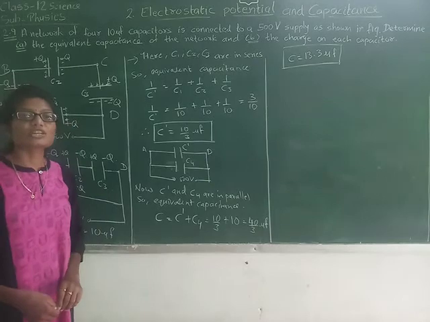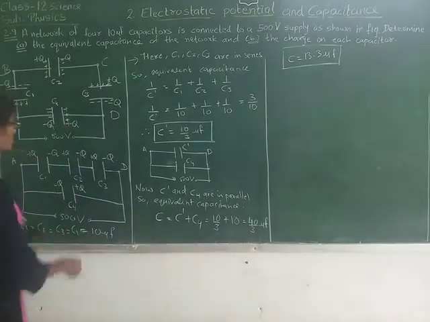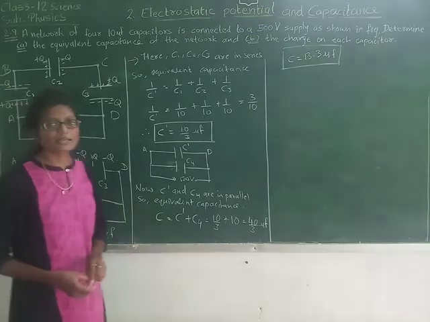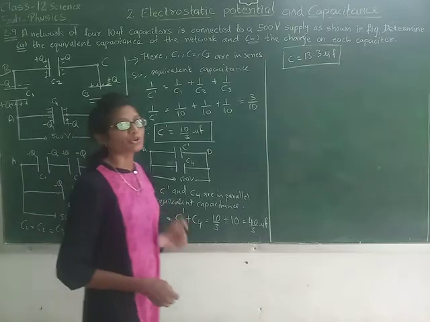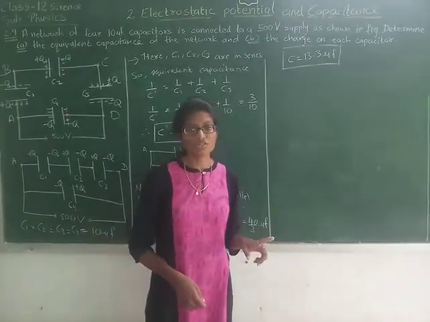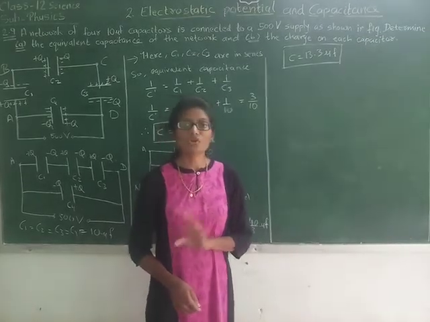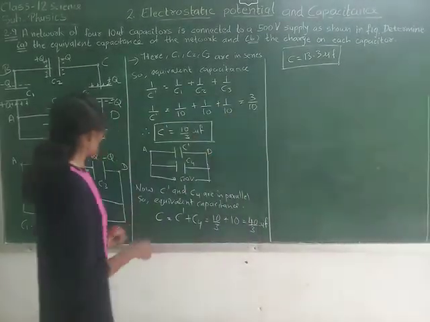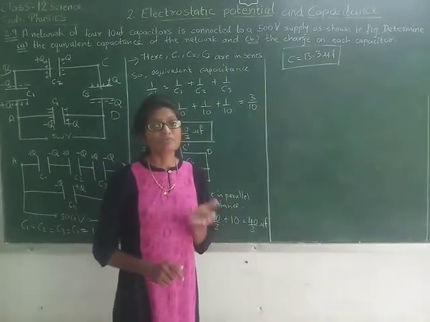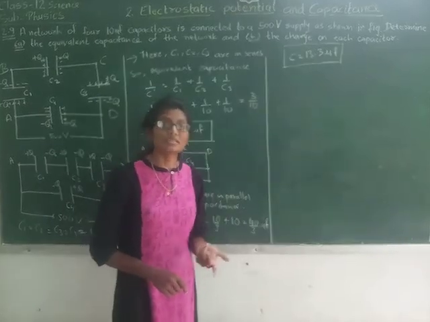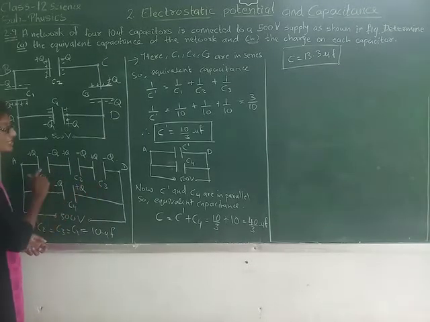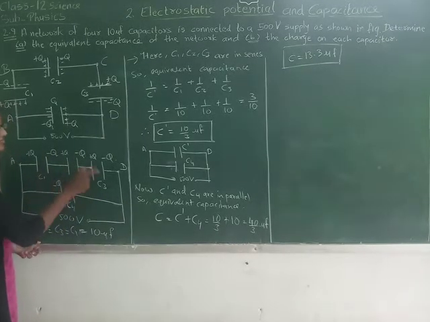Now what we need to find? We need to find the charge on each capacitor, right? So here in this network you can see these 3 capacitors are connected in series, and we know when the components are connected in series, then charge is the same for all the components. Potential difference is different for all the 3 components. When we talk about the parallel connection, charge will be different but potential difference is the same, right? So first of all let us find the charge on these 3 capacitors. Here charge is the same but potential difference is different.